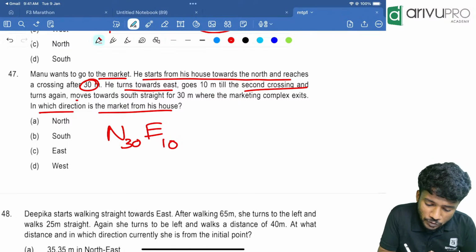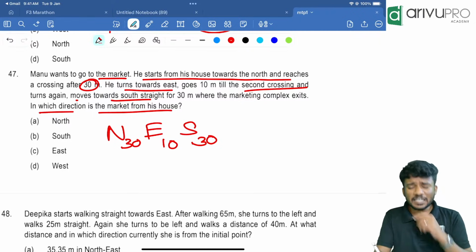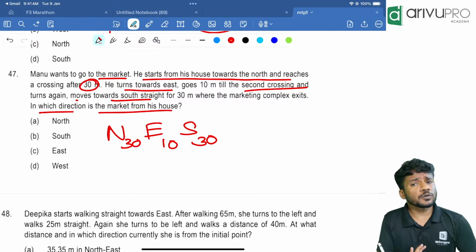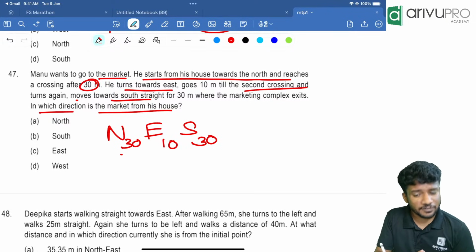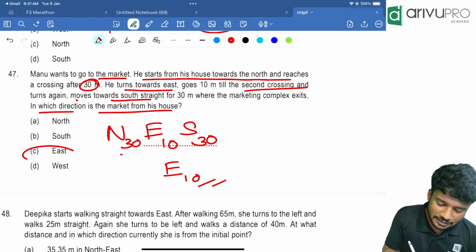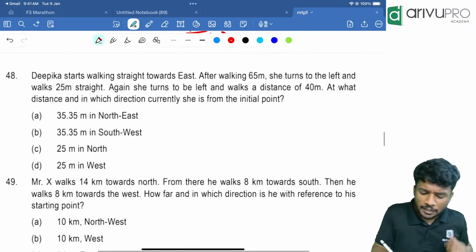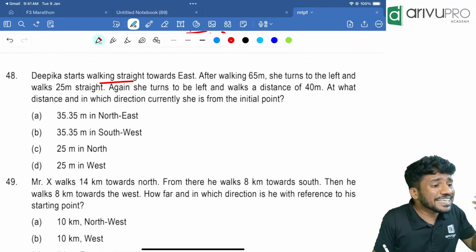Then again moves towards south straight and walks how many meters? 30 meters. Now we know north and south are opposite to each other. 30 and 30 will get cancelled off. What will remain? East 10 will remain. So what is the answer? East is the answer. Very easy, right? Yes. Next question. Deepika starts walking straight towards east.